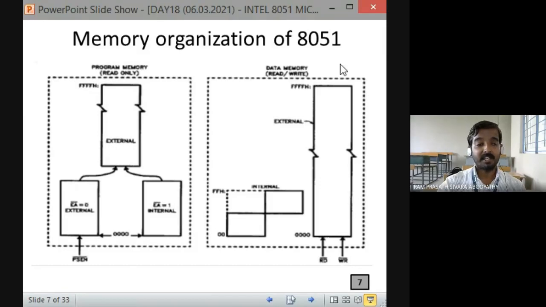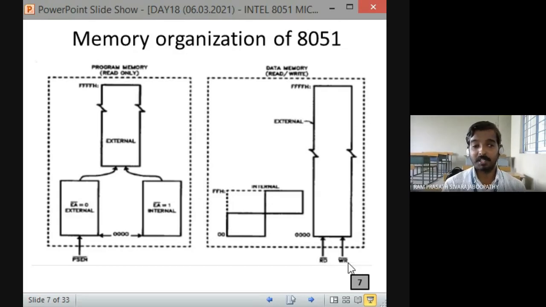Whereas in the case of data memory, the internal memory is of 128 bytes. 00 to 7F is internal RAM, then 80 to FF is mapped for SFR. An 8-bit address is used for internal RAM. Whereas in the case of external RAM, the 64 KB can be accessed with the help of the RD bar and WR bar signals.